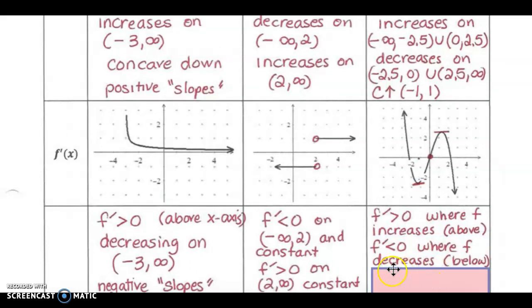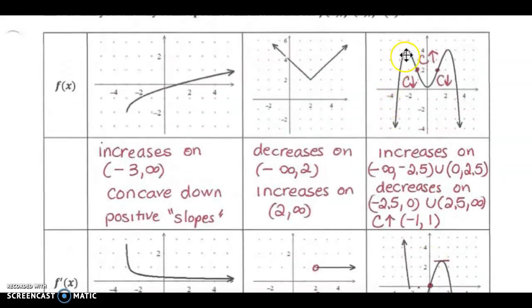And then our last one, f prime, where it is 0. Where f prime is 0, so at, let's see, -2.5 and 0, actually that's our point of inflection, so I don't know that one. Yeah, -2.5 and 0 and 2.5. Those are where we have max and mins on f. So -2.5, 0, and 2.5.